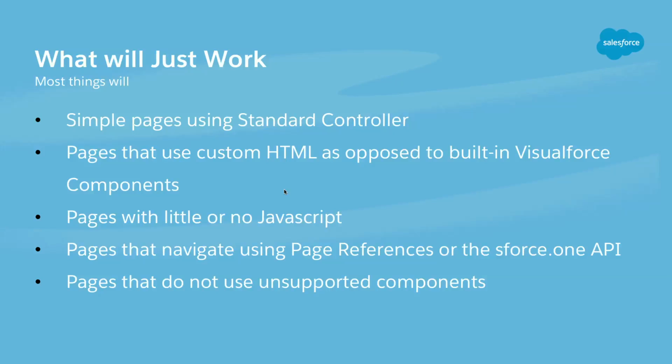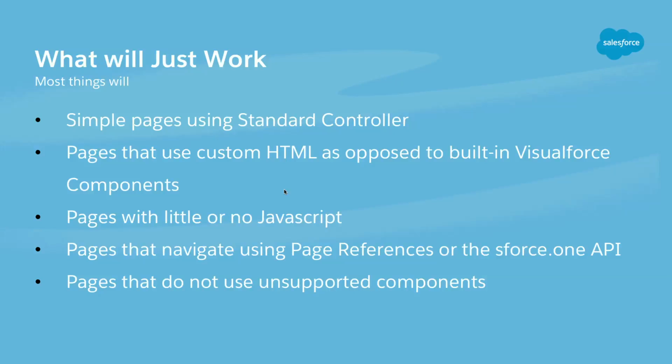Pages that navigate using page reference, and when I say page reference here, I mean the apex page reference. If you have a controller, custom controller or a controller extension, and you navigate by returning apex page references, that should work. Or if you're using the S-Force.1 API in your JavaScript to navigate in Lightning Experience. And then obviously pages that don't use unsupported components. There's a link at the end of the slide there. There are a handful of unsupported components, certainly in the S1 mobile app. And I believe enhanced list is also a component that isn't fully supported in Lightning Experience Desktop.